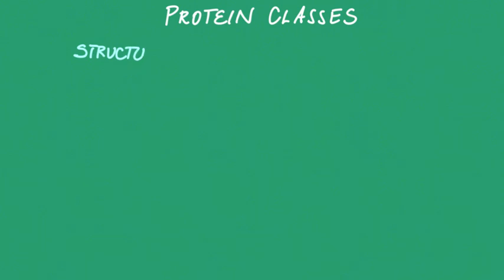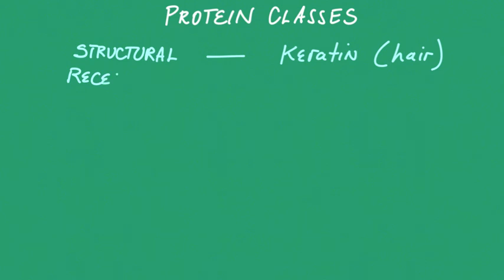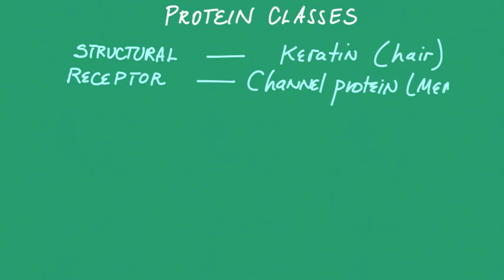As we've just mentioned, proteins are very diverse, and they carry out a wide variety of functions. There are 6 different protein classes, and each class carries out a different function. Structural proteins provide structure, as in the case of keratin, which provides structure to hair and nails. Receptor proteins act as gatekeepers on a cell membrane, as in the case of channel proteins that allow only certain ions or molecules to enter the cell.